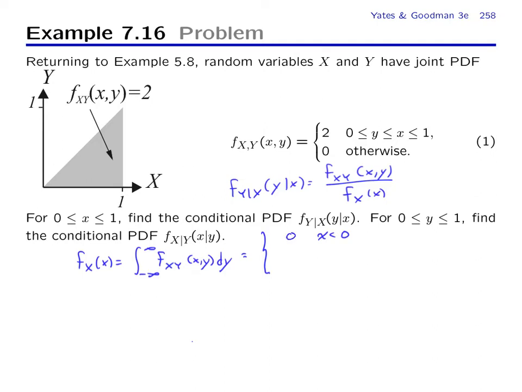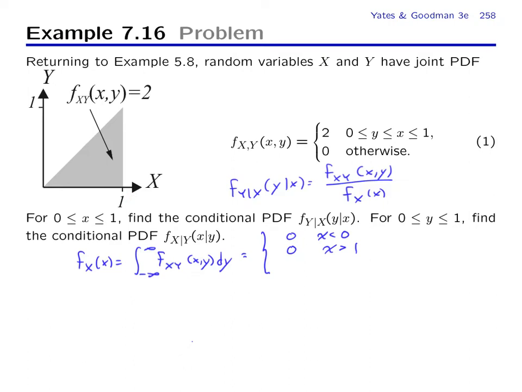The other easy case to think about is that if x is greater than 1, then we're integrating the joint density along some y where there is no joint density, and again we have 0.